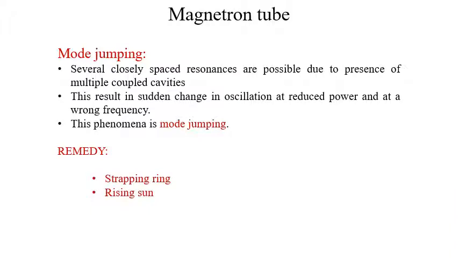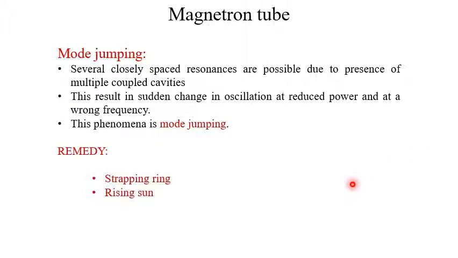Now consider the mode jumping. Several closely spaced resonances are possible due to the presence of multiple coupled cavities. This results in a sudden change in oscillation at reduced power and at a wrong frequency. This phenomenon is called mode jumping. That is the problem of the magnetron tube. Suddenly it can go to the other mode where the power output becomes lesser.